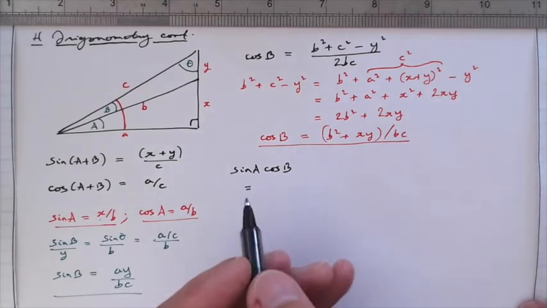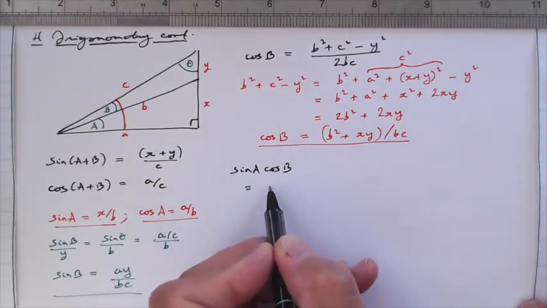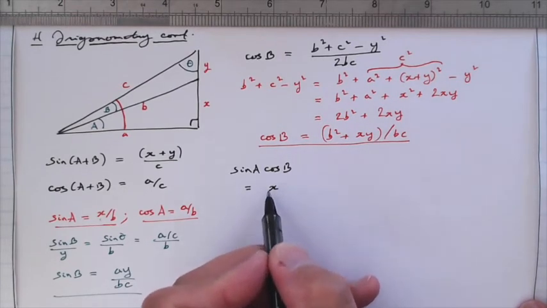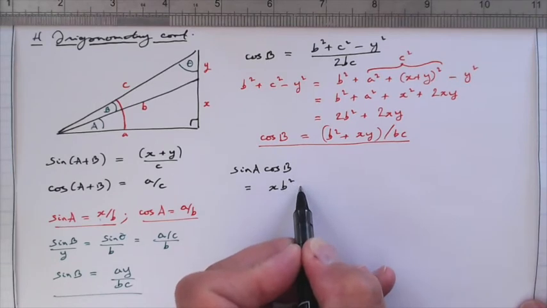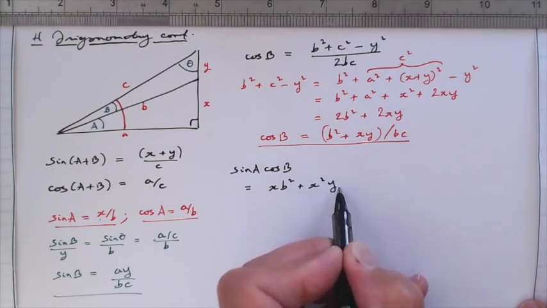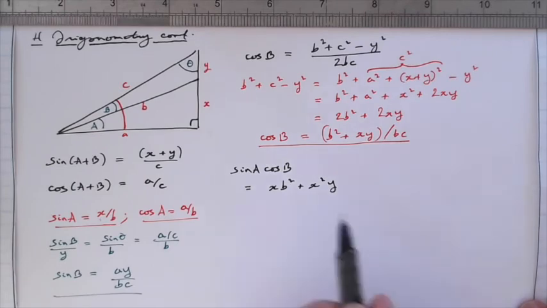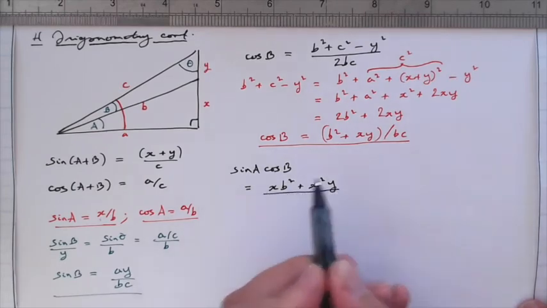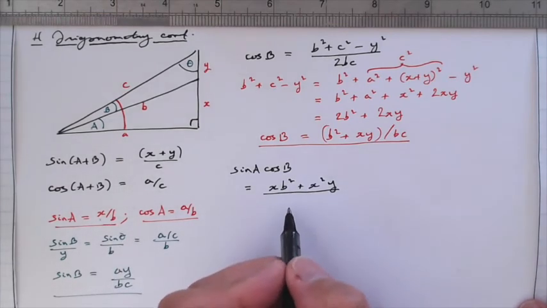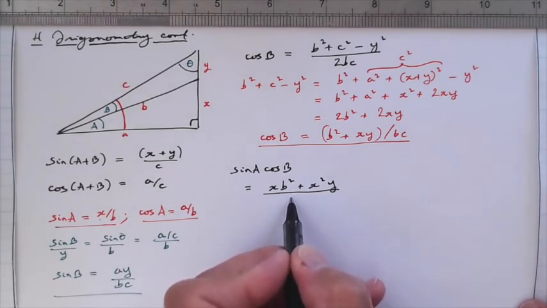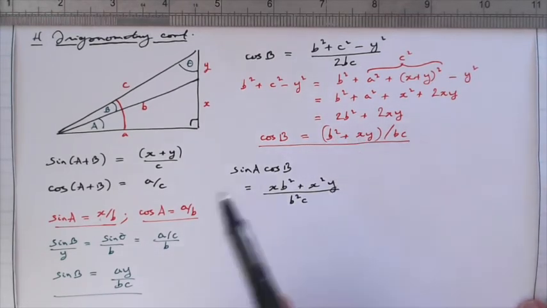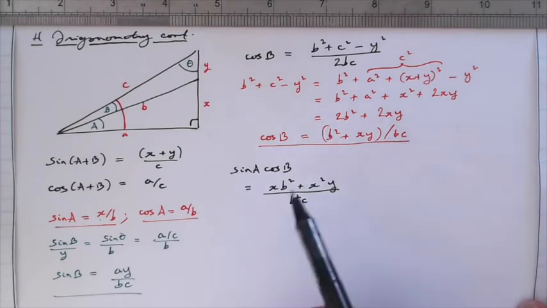So I'm going to get x times this numerator here, which, let me just write that out, it's going to be x times b squared plus x times xy, which is x squared y. And then that is going to be divided by bc and also a factor of b from here. Alright, so I get b squared c. So I've just multiplied cos B by x over little b to get this.